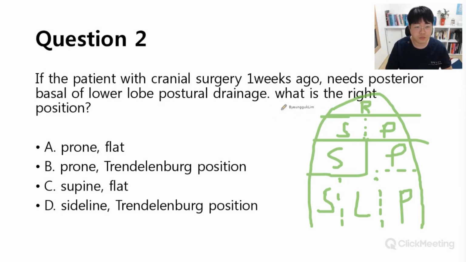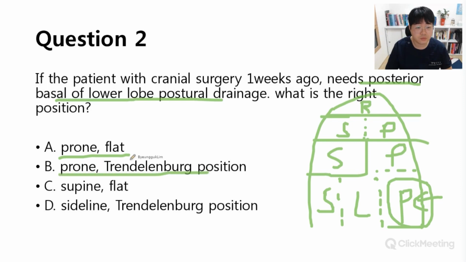But in this question, what is this? Posterior basal of lower lobe, posterior drainage. What is this? This is for here, right? So it could be prone position. Prone. And prone is here.